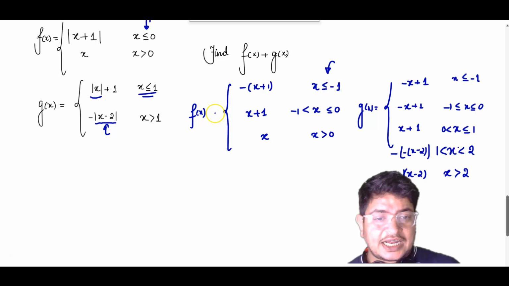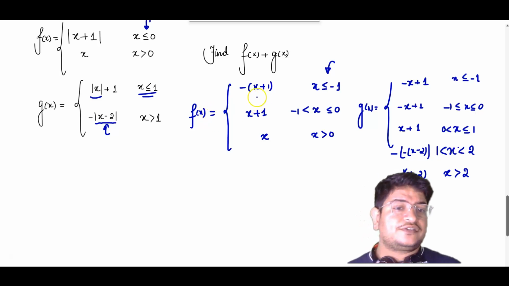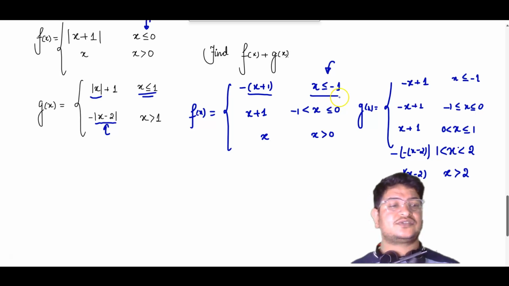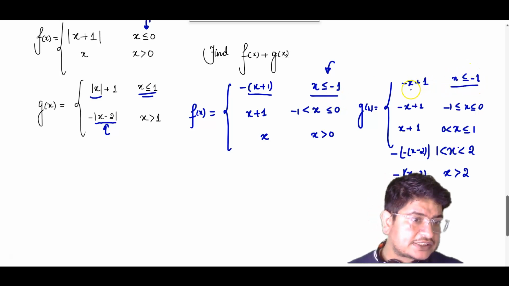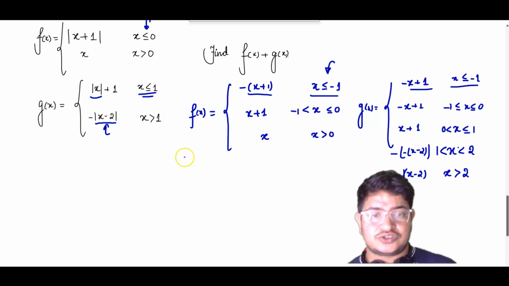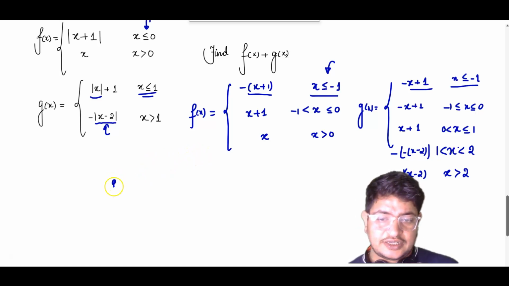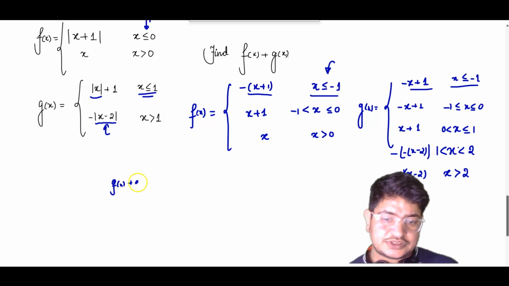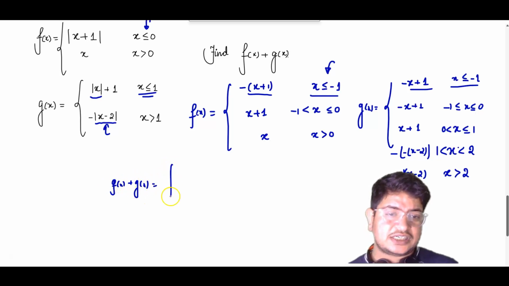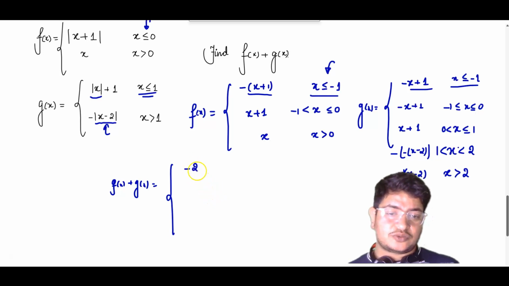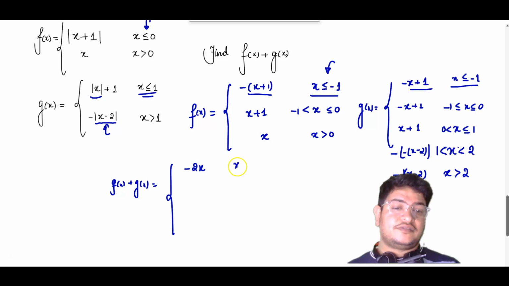Now let's add f(x) and g(x). If you see the regions, f(x) has the region from x less than minus 1. You will take the same region, x less than or equal to minus 1. Once you add, you will get f(x) plus g(x), which is equal to minus x minus x. That will turn out to be minus 2x when x is less than minus 1.